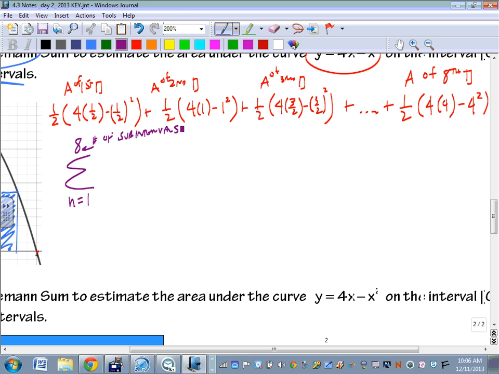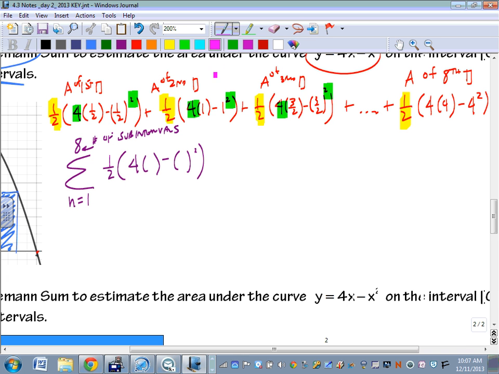Well, let's look at what we're adding. They look very similar. Each one of these has a 1/2 out in front. And then each one of them has 4 times a number and then something squared. So there are similarities in each one of these. We have 1/2 times 4 times some number minus that same number squared. Each one of those terms looks like this. The only thing that's changing is what's in those parentheses.